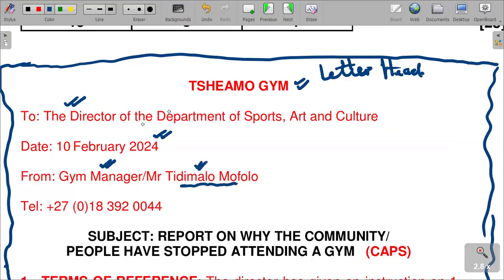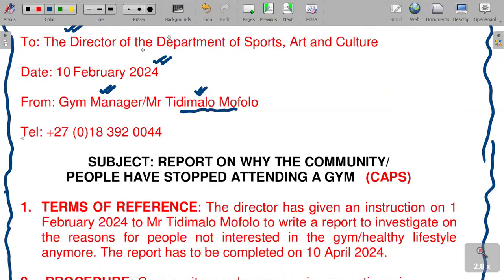You understand? And then we say the telephone numbers can always be there, and we can as well say the email address. The email can also be given. And then the subject: a report on why the community people have stopped attending a gym. And then it must be written in caps. Subject: report on why people or community people have stopped attending a gym.